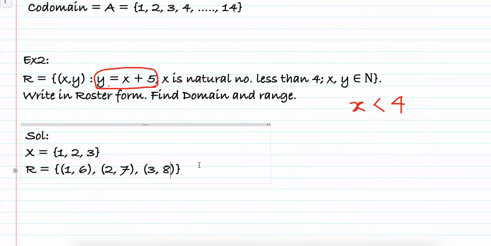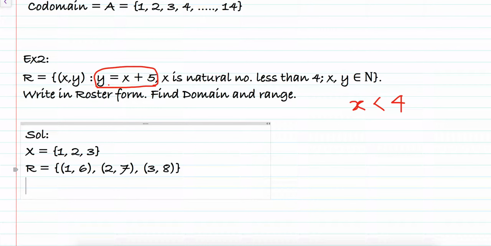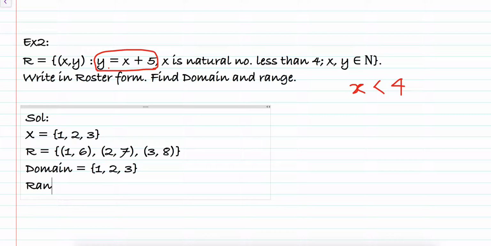So this is our relation. And what's the domain? The domain is always the set of all the first elements in these ordered pairs. So the first elements are 1, 2 and 3, and the range is the set of second elements of all the ordered pairs. So here we have 6, 7 and 8.